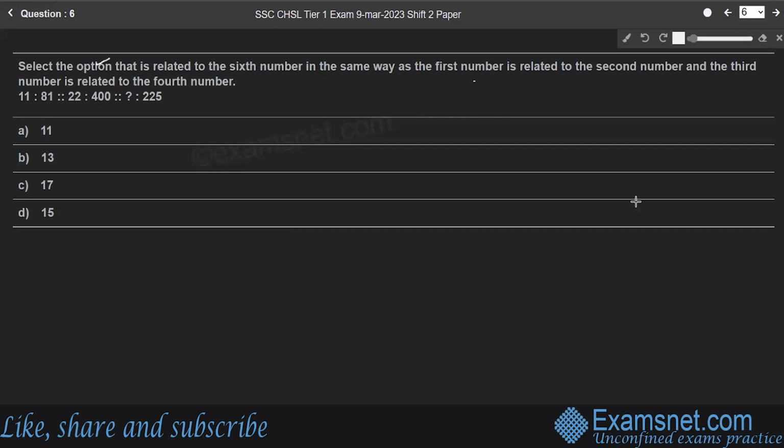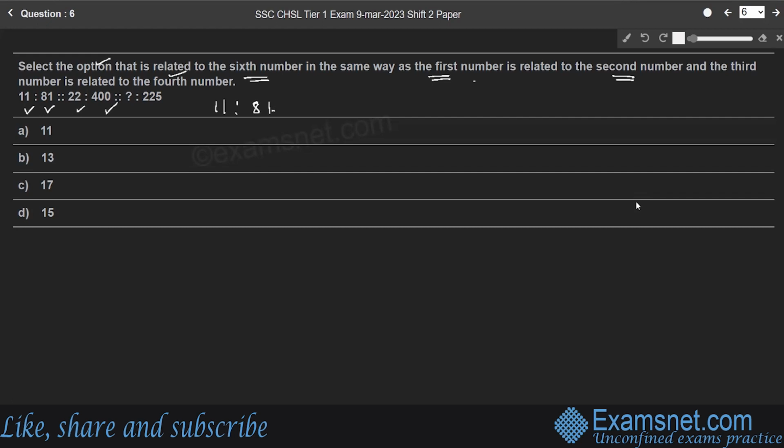Question 6. Select the option that is related to the sixth number in the same way as the first number is related to the second number and the third number is related to the fourth number. Here, students, we have 1, 2, 3, 4 numbers, right? Here, first and second numbers are related as, so 11 is to 81.